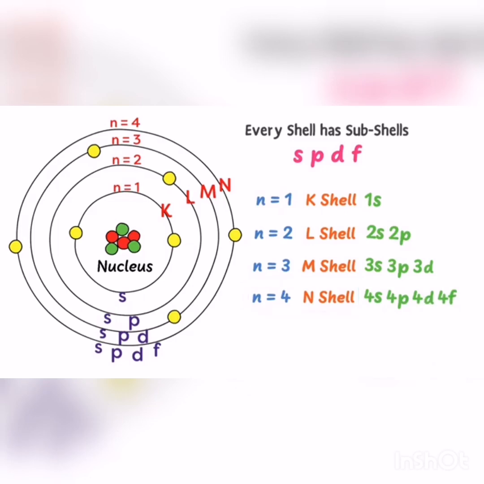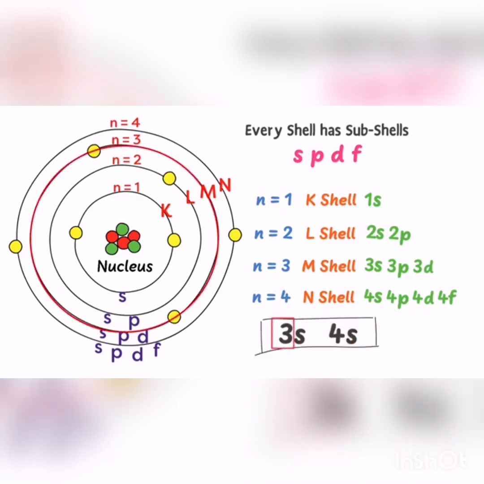So if I write 3s and 4s here, can you guess the difference between them? Well, 3 means the third shell and s means the subshell. So 3s means s is the subshell of the third main shell or M shell. Similarly, 4s means s is the subshell of the fourth shell or N shell.